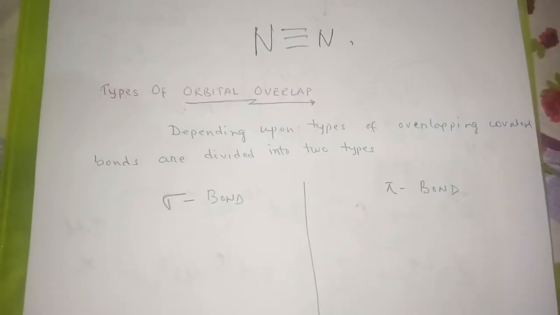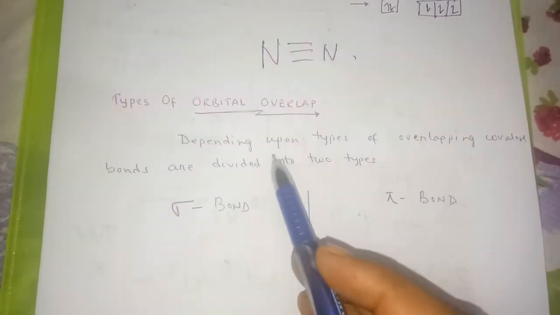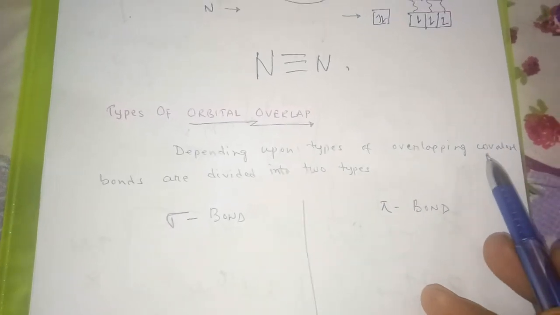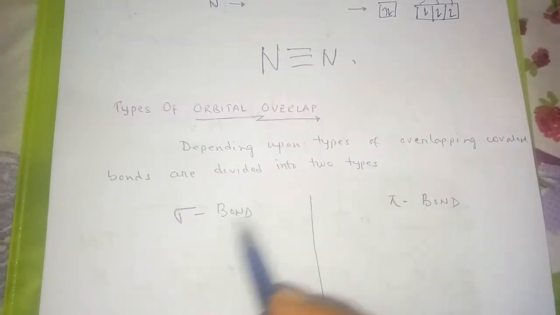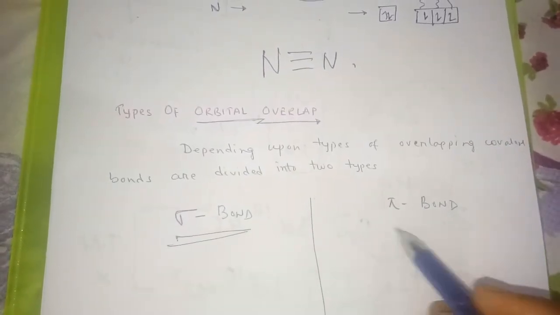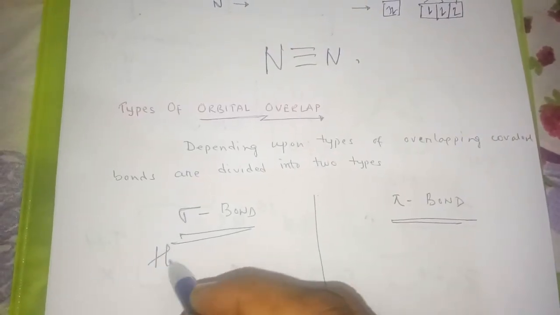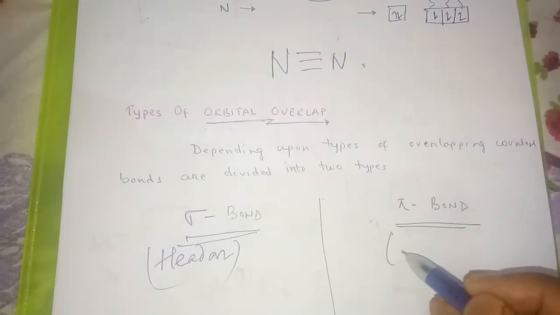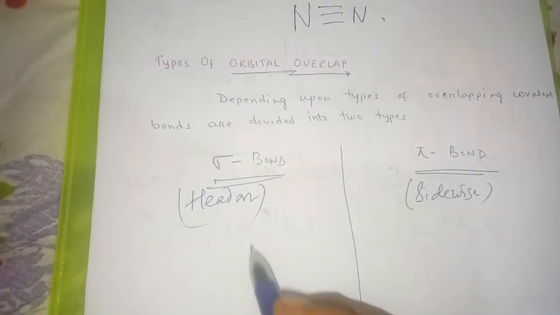Now the next important topic we are starting today: types of orbital overlap. Depending upon the overlapping, covalent bonds are divided into two parts. One is your sigma bond, another one is your pi bond. Sigma bond happens due to head-on overlapping, pi bond happens due to sidewise overlapping.